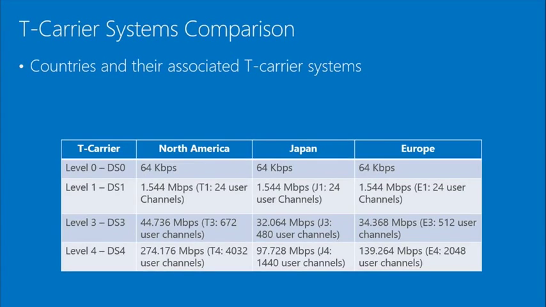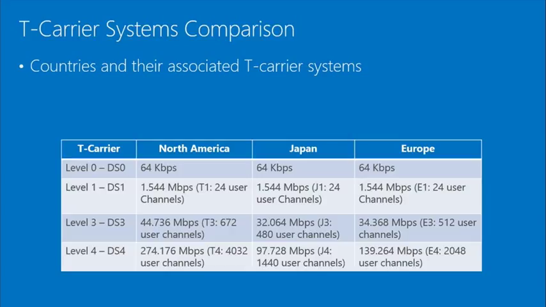If you look at the graphic that we have here, you see the different levels of T carriers, the channels used, North America, Japan, Europe. Just notice that they're broken out a little bit differently. Again, this is nothing you have to memorize, but it's a good idea to understand kind of how these work. Level 1, T1, is 24 user channels.